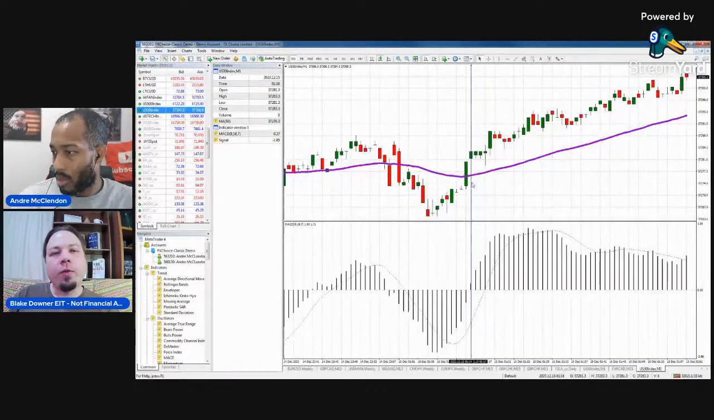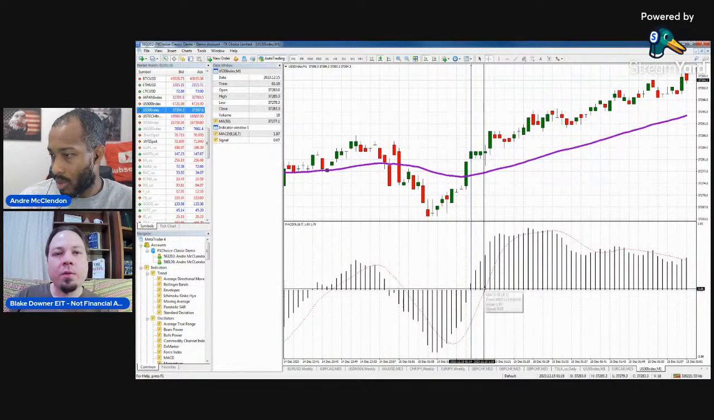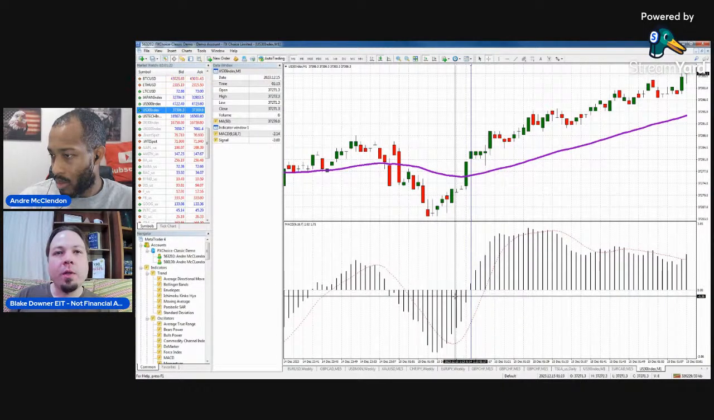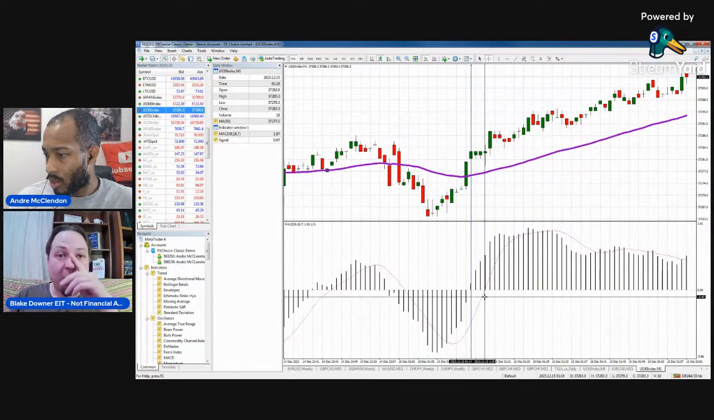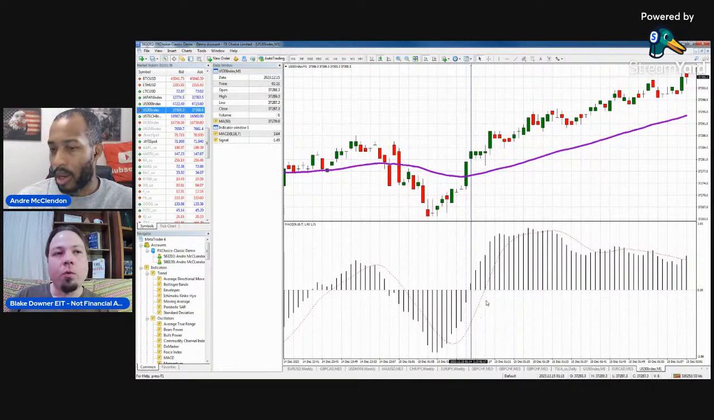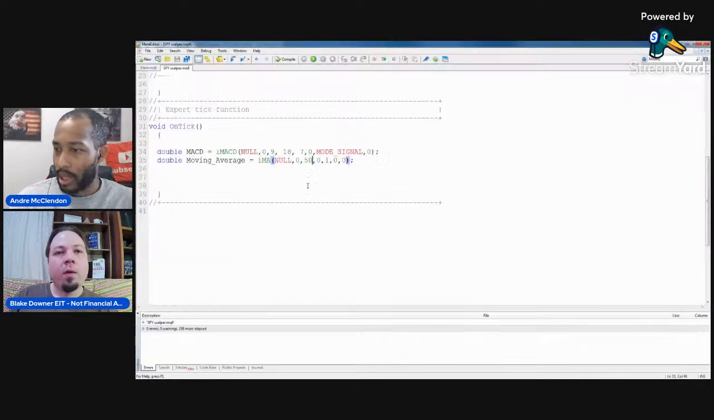So we want the slope of the EMA to be in our direction. If the two lines on the MACD have a bullish crossover, we want the slope of the EMA to be curling up in order to take the trade. And if the two lines on the MACD produce a bearish crossover, we want the slope of the EMA to be curling down in order to take the trade. I know exactly how to put that.